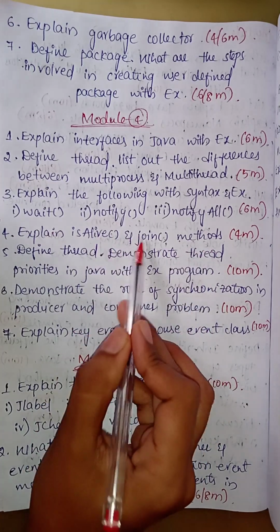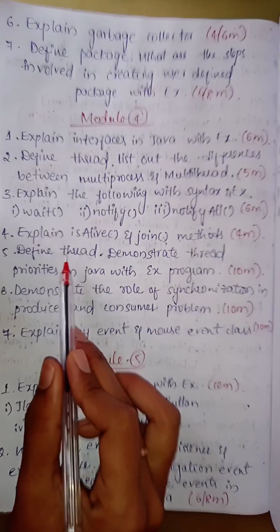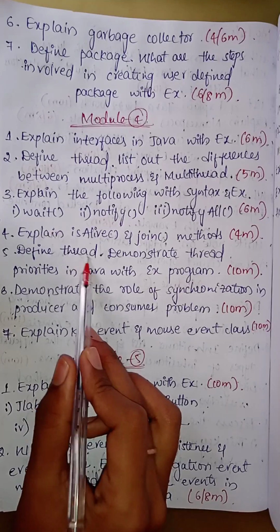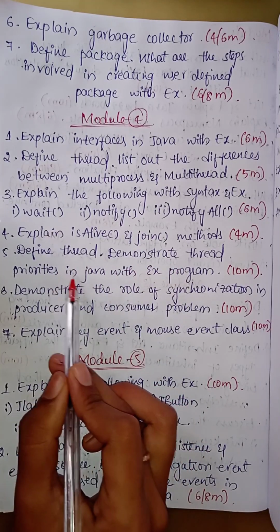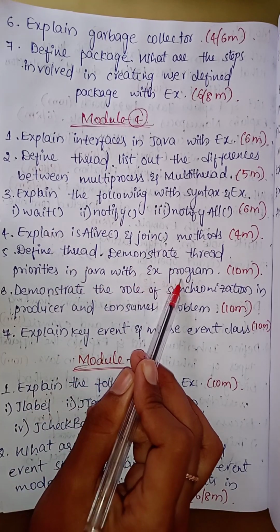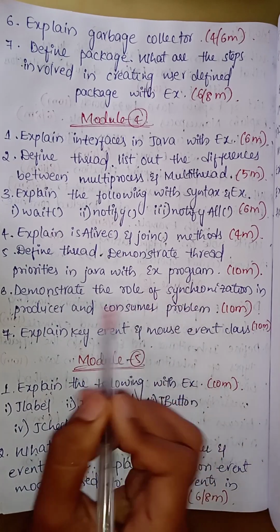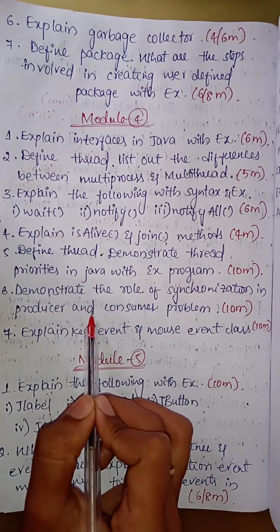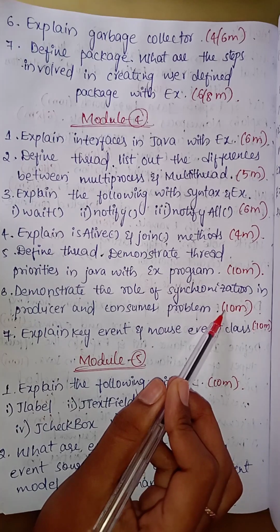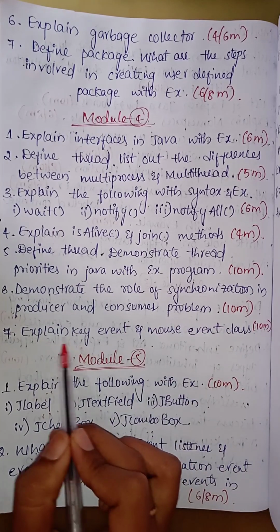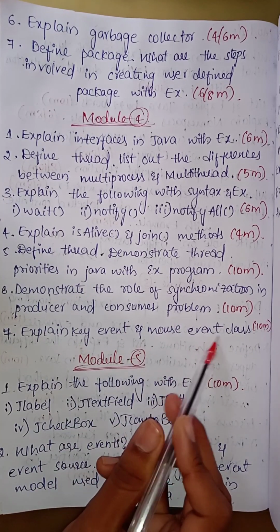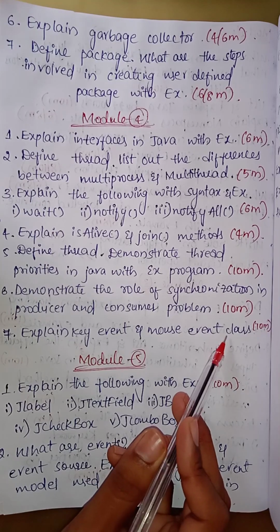Each carries 2 marks. Define thread. Again they have asked define thread. Demonstrate thread priorities in Java with example program. Demonstrate the role of synchronization in the producer and consumer problem. This is for 10 marks, very important. Explain the key event and mouse event class. This is also an important question.